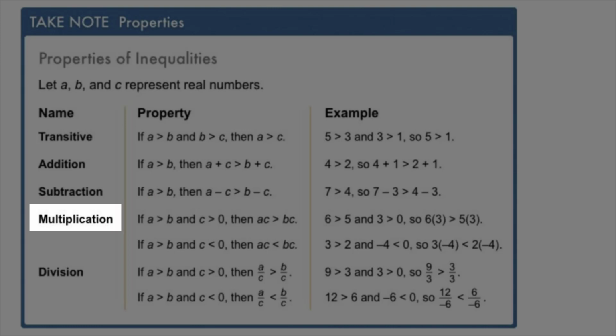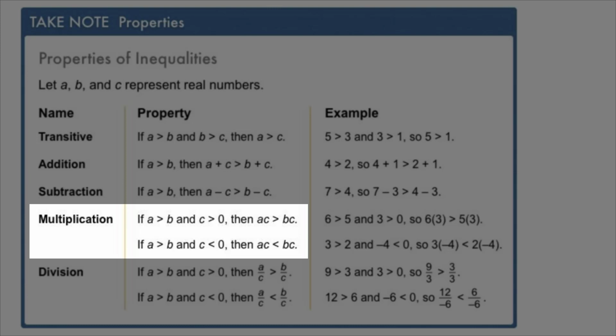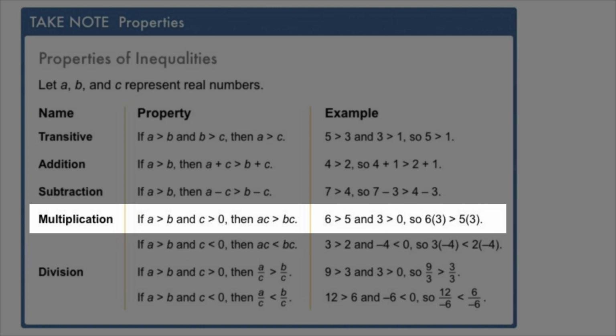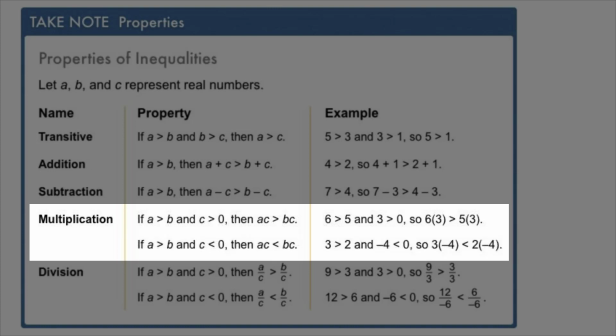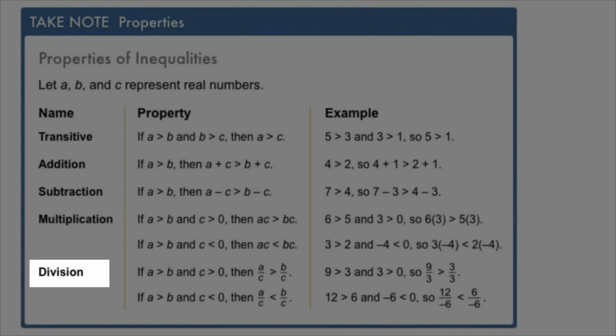The multiplication property of inequality. If A is greater than B and C is greater than 0, then A times C is greater than B times C. And if A is greater than B and C is less than 0, then A times C is less than B times C. Some examples: 6 is greater than 5 and 3 is greater than 0, so 6 times 3 is greater than 5 times 3. 3 is greater than 2 and negative 4 is less than 0, so 3 times negative 4 is less than 2 times negative 4.